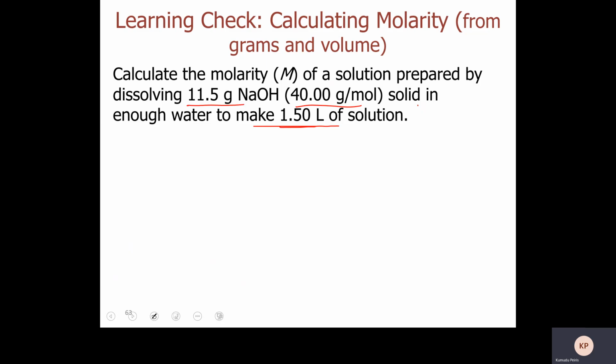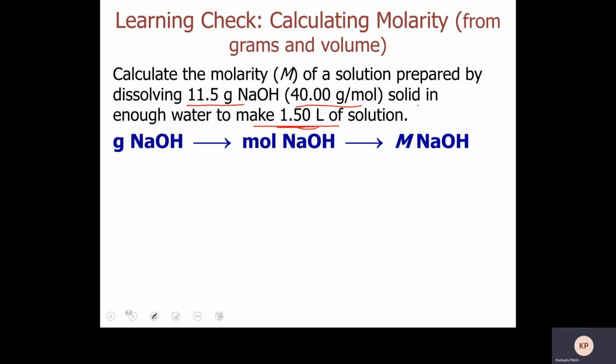So what we know, or what we are given in the question, we are given the amount of the solute, that is the sodium hydroxide. The amount is 11.5 grams. And do we know the volume of the solution? Yes, the volume of the solution is 1.50 liters. So let's see how we can get the molarity of this sodium hydroxide solution.